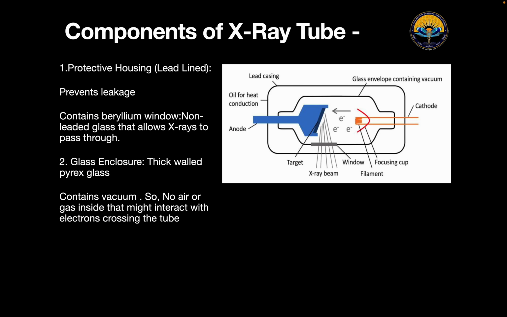So first is the protective housing. This protective housing is lead lined. The importance of that is that when X-rays are produced, they are transmitted in all directions, but we don't want that. So this is all covered by lead, which will prevent the transmission of the X-ray beam. But inferiorly we will have a window through which X-ray beams can pass. So ultimately the protective housing will prevent X-ray leakage.